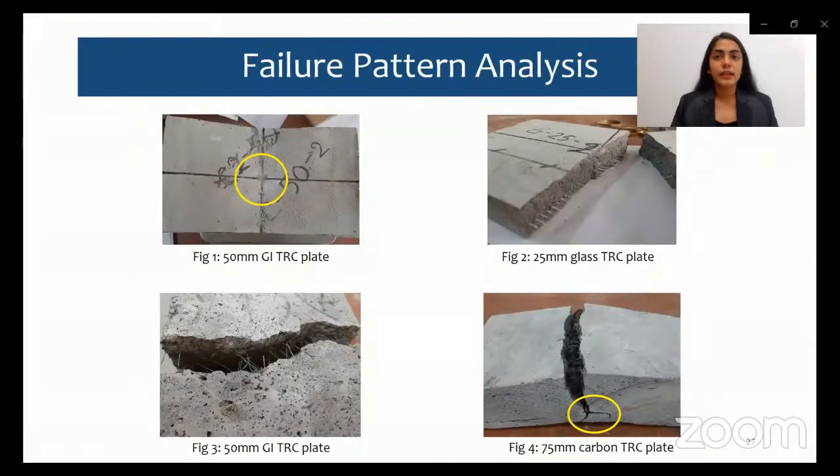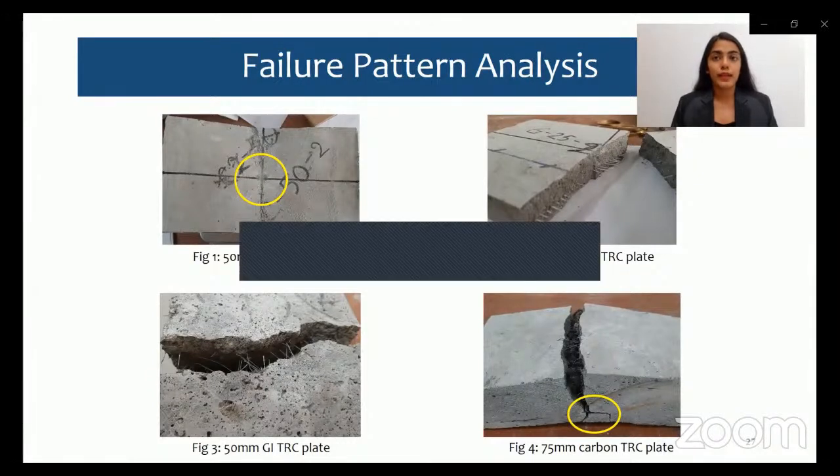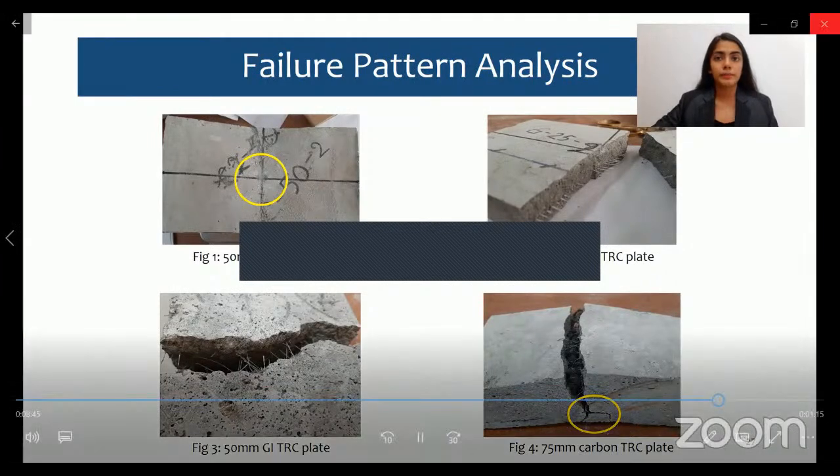Failure pattern. In figure 1, we see the surface where impact load was applied. Figure 2 shows that weaker bonding caused the glass textile to be pulled off of the concrete after ultimate failure occurred. Figure 3 shows that the short GI fibers helped in resisting impact load. And figure 4 shows that the bond failure was significantly more with carbon TRC plates.